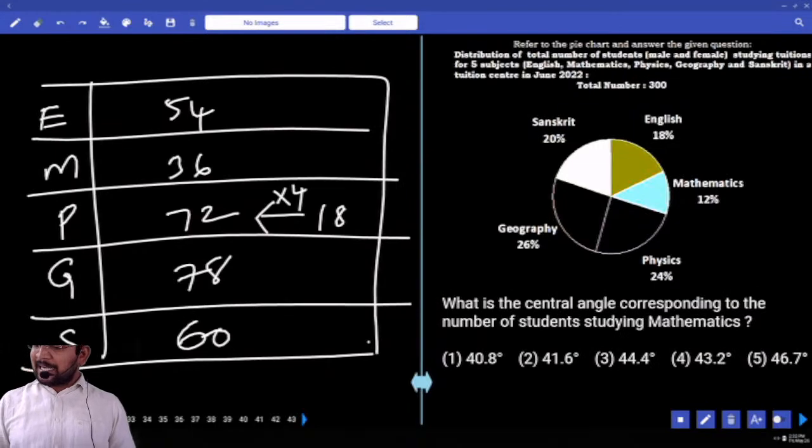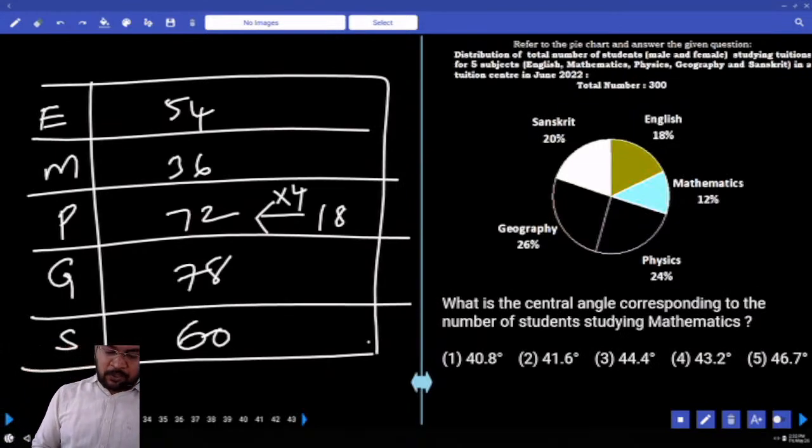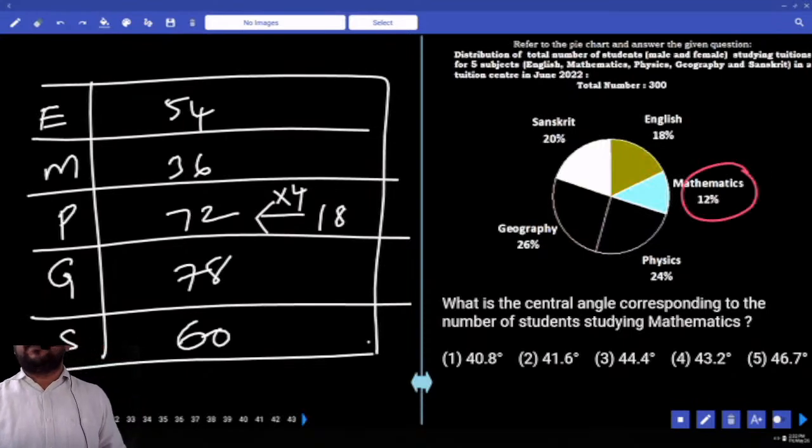Next question. What is the central angle corresponding to the number of students in mathematics? The total angle is 360 degrees, na. Central angle for mathematics, 12%, na. 10% is 36 degrees, 2% is 7.2 degrees, 7.2 plus 36 is 43.2, na. Your answer is 43.2.